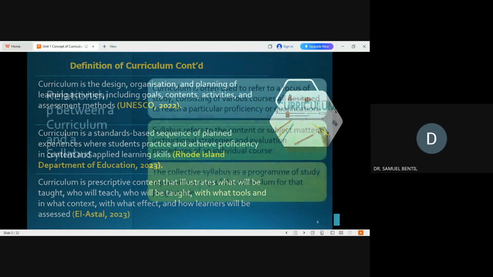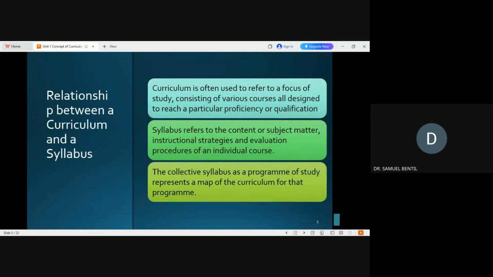Any question on this before we move on to the relationship between curriculum and syllabus? No question, sir. Okay, Amwa's hand is up. So Amwa, let's hear you.